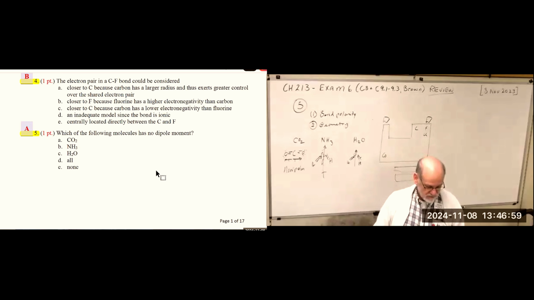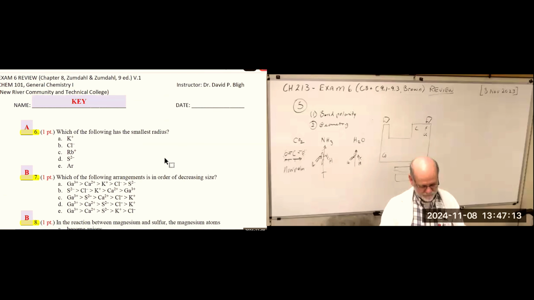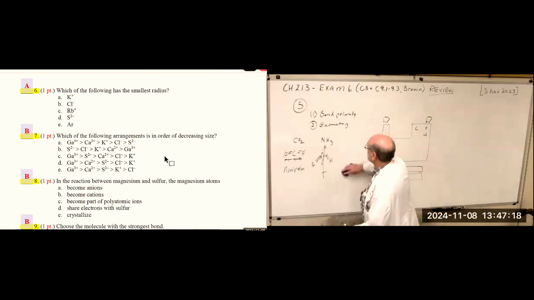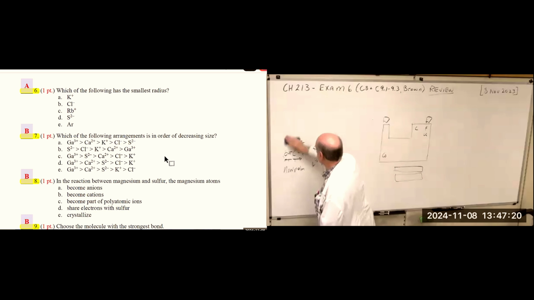So two of them are polar, so D can't be it and E can't be it either, because carbon dioxide is non-polar, has no dipole moment. All right. Take a look at 6.